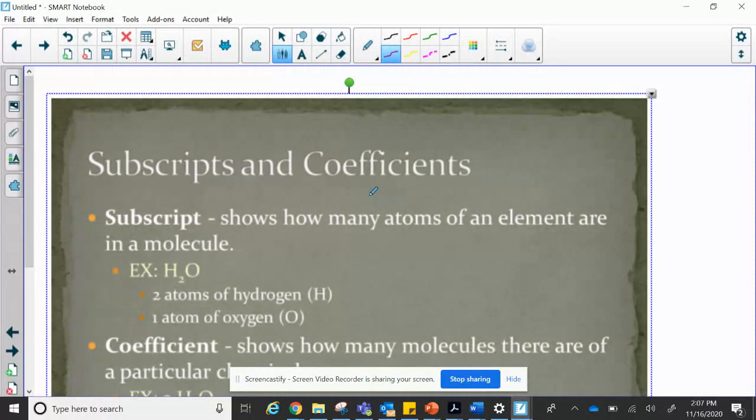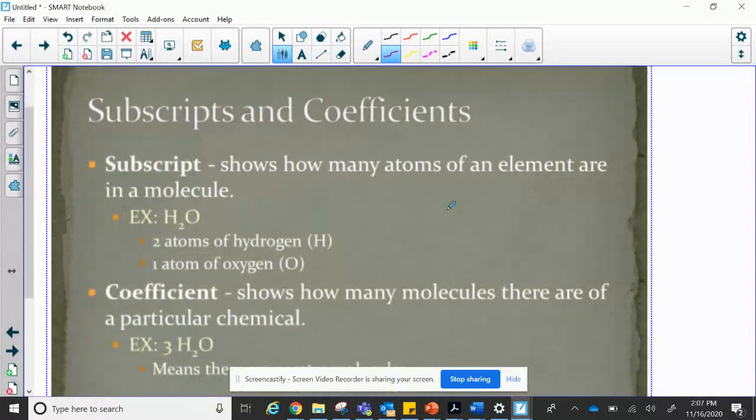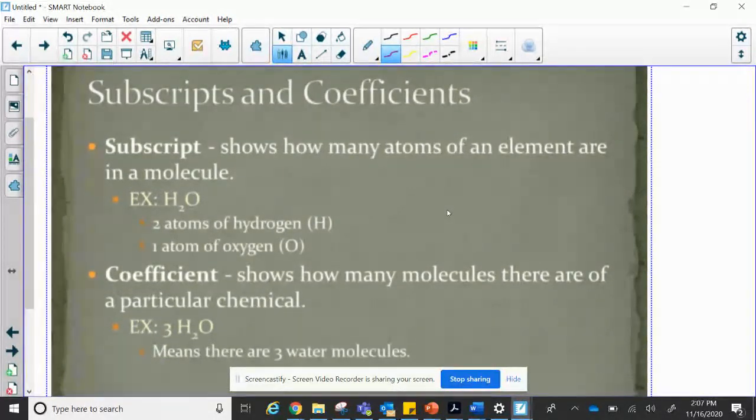Okay, subscripts and coefficients. You guys are very familiar with subscripts at this point. It's the little number at the bottom. A subscript shows how many atoms of an element are in a molecule. So this means that we have 2 H's and 1 O because the 1 is assumed. So 1 O. Okay, so subscripts tell us how many atoms. A coefficient shows us how many molecules there are of a particular chemical.